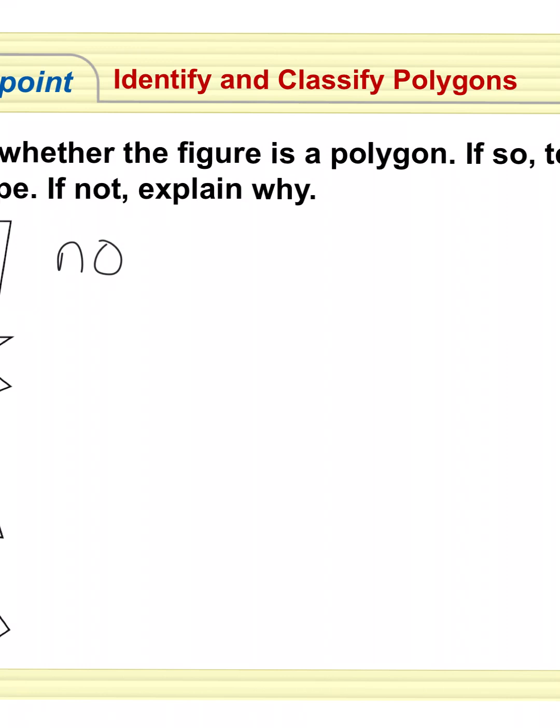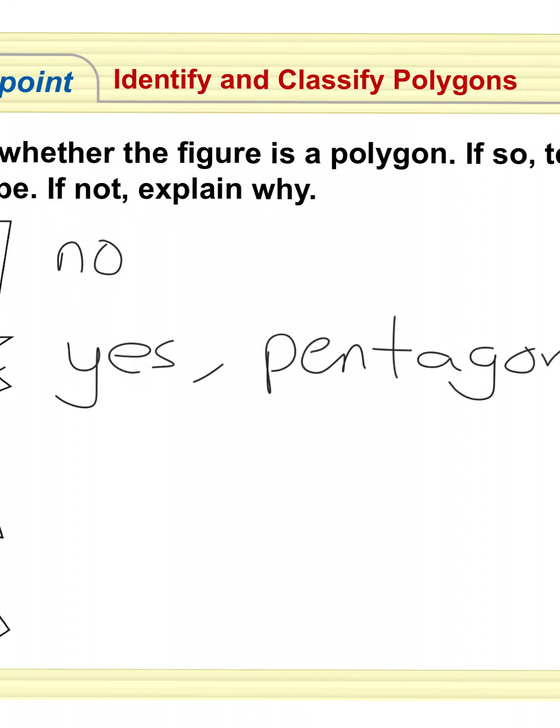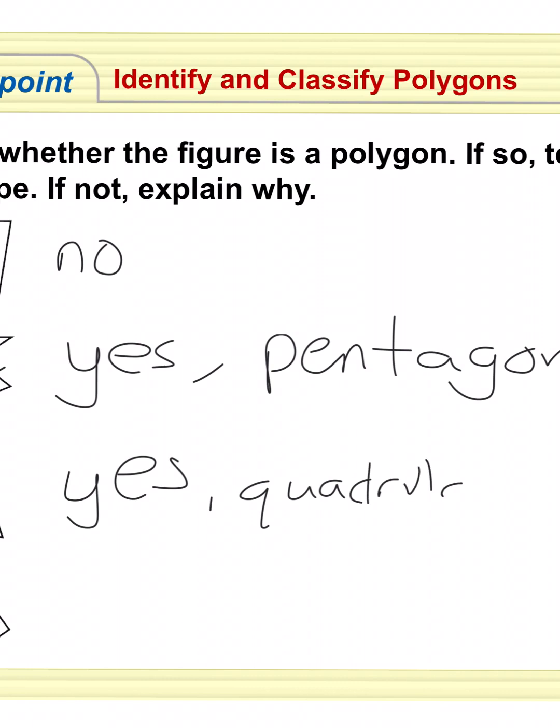What about number 2? Yes. 1, 2, 3, 4, 5. So that is a pentagon. Doesn't matter if it looks funky, right? As long as it has straight lines and is closed and has no intersections. What about 3? Yes. Yep, has 4 sides. What about number 4? No. Why not? It's only got 2 sides. And it has that curved line, right?